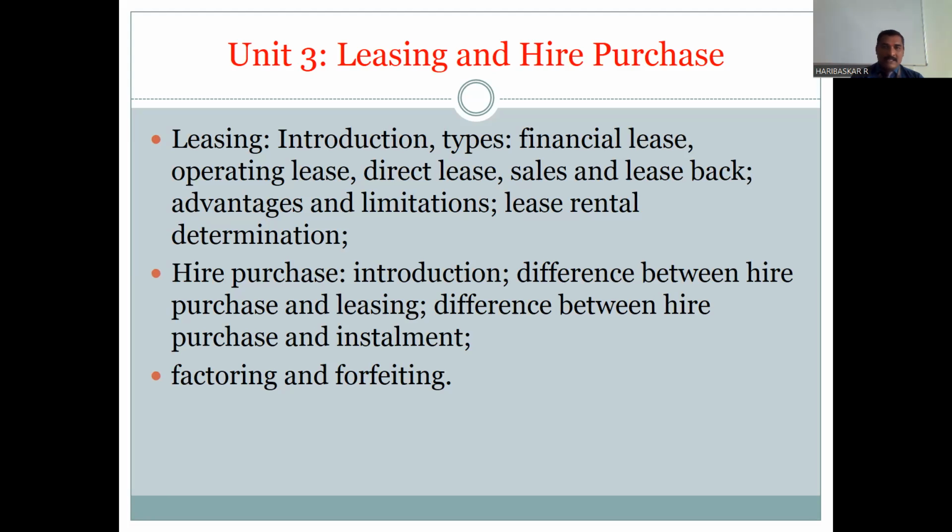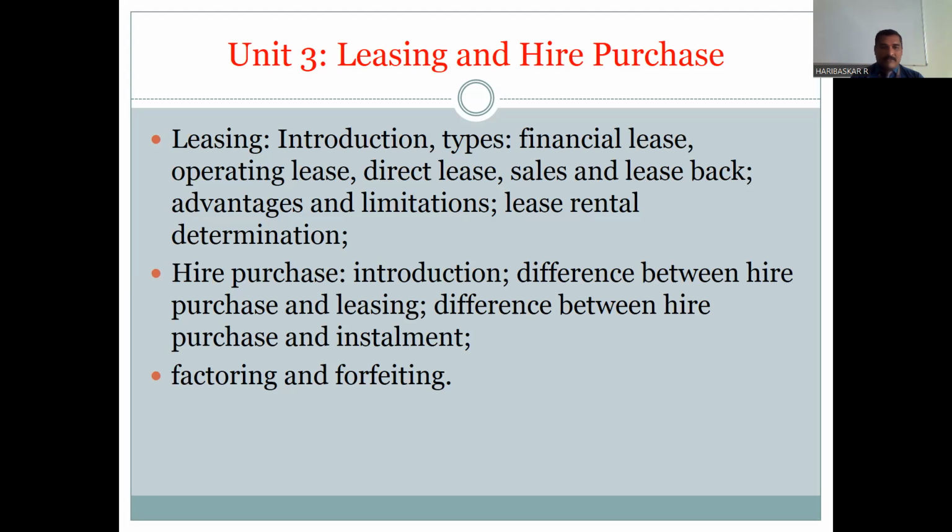Okay, what is meant by leasing? What are the different types of leasing, such as financial lease, operating lease, a direct lease? Okay, like that, different types are there, and what are the different advantages and limitations for leasing? Okay, so that we'll be discussing in the first part of unit number 3.